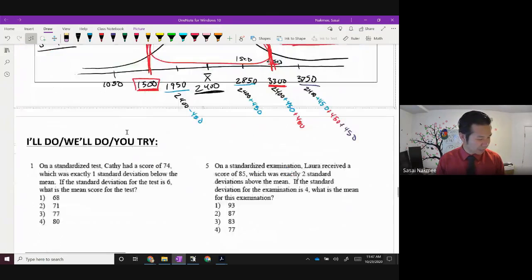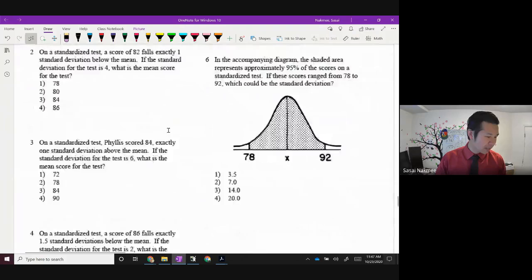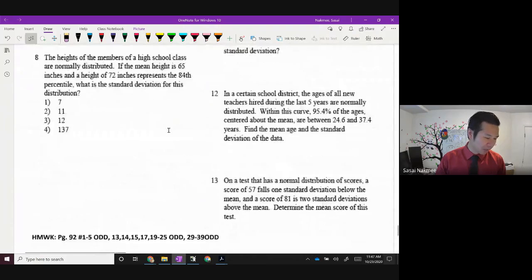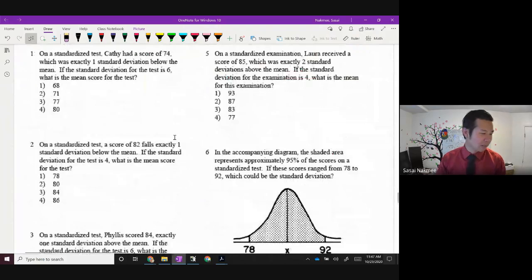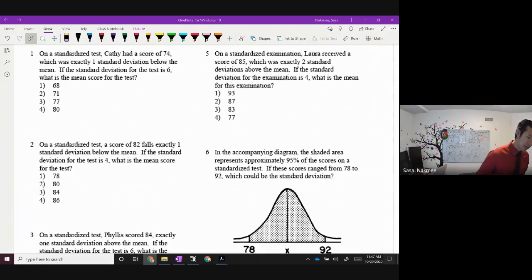So let's take a look here. These are all example problems. You don't have to do them all for your notes. This is just extra practice if you want to do them for practice. So let's say I have, on a standardized test, Kathy had a score of 74, which is exactly 1 standard deviation below the mean.